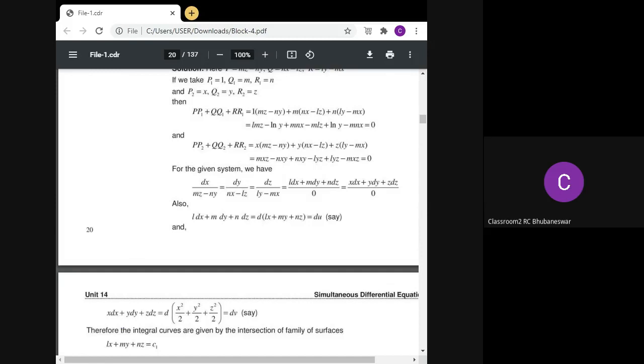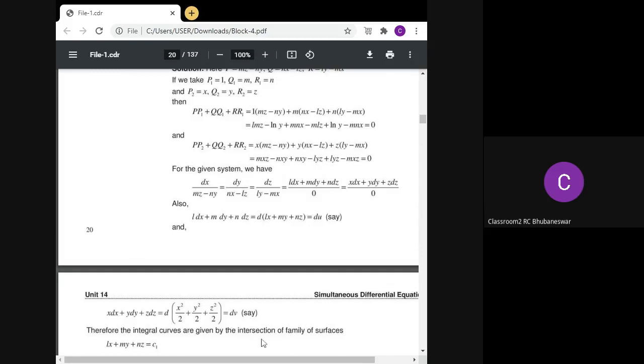In the last fraction we have x dx plus y dy plus z dz. Here, as you can see, x dx can be represented as the derivative of x square by 2, because if we calculate the derivative of x square, that is 2x, and that will cancel the denominator. So that can be represented as x square by 2 plus y square by 2 plus z square by 2. If we calculate the derivative of all these three terms, the result will be x dx plus y dy plus z dz, and we say that it is dv.